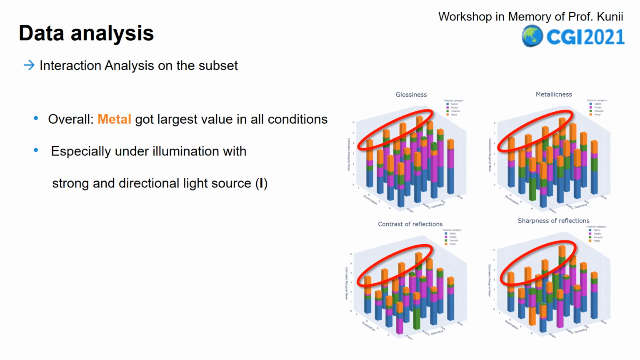The outcome of the interaction analysis on the subset discussed on the previous slide is shown on the right. The horizontal axis shows different types of illumination, another axis shows different types of geometry, and the vertical axis shows estimated marginal means. What is clearly seen is that metal got the largest gloss-related attributes for all 4 conditions. What is remarkable, though, is that such differences with respect to other materials like plastic and ceramics are strongest for the directional light source I that contains high frequencies.